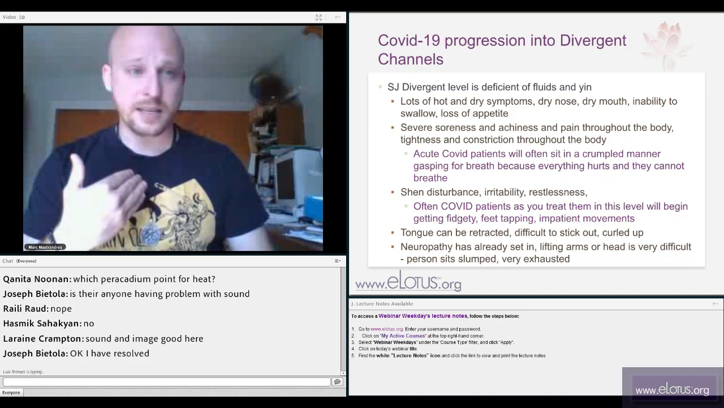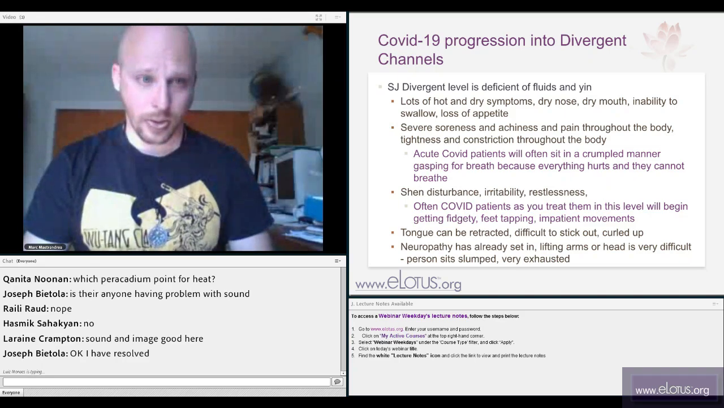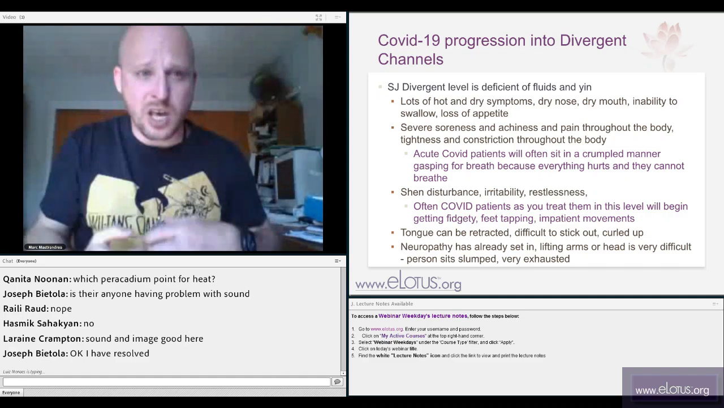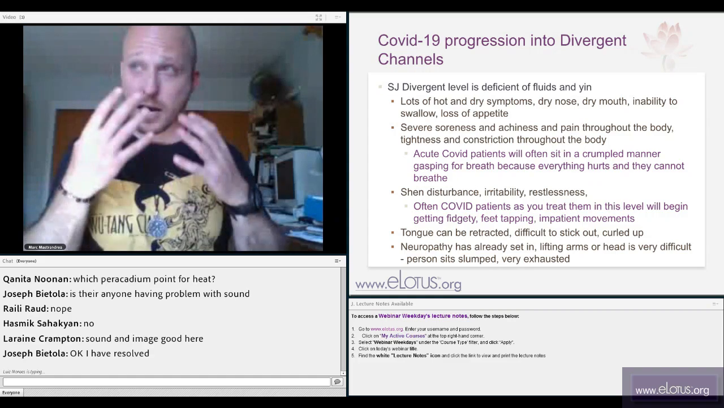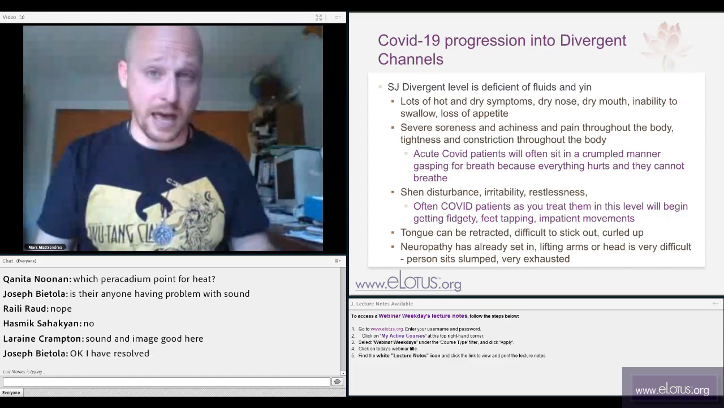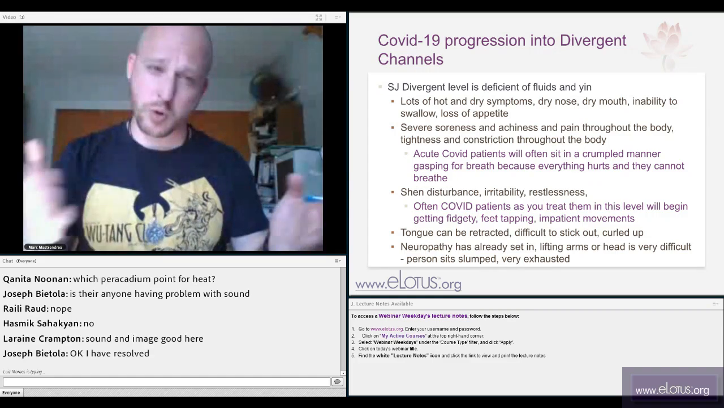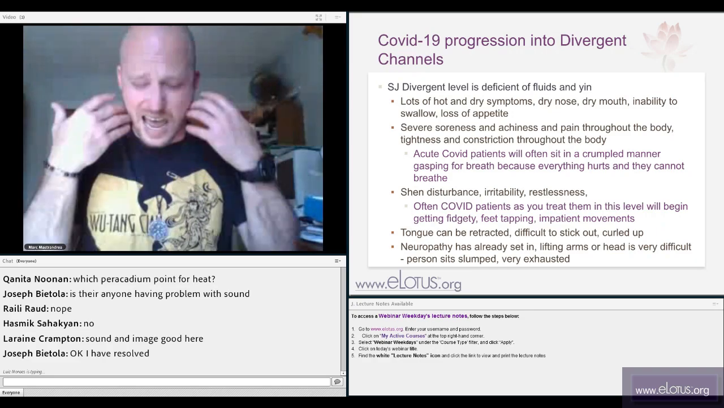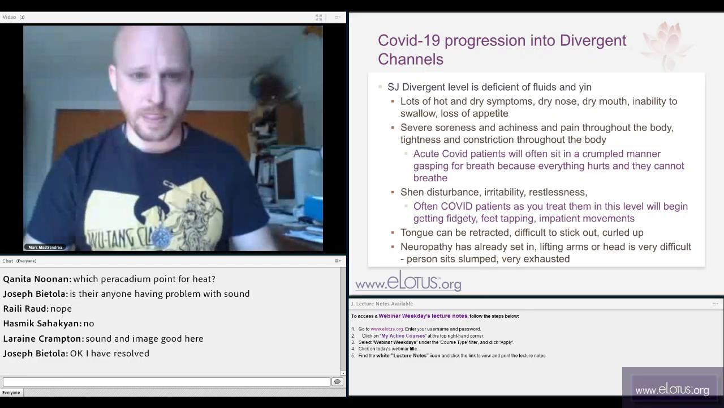So the tongue can be retracted. It's difficult to stick out. So they'll be like, because it's dry. The fluids don't come to the tongue. It's this heat. It's all curled up. So you want to try to get them to open up as much as possible to see. But again, being that as a symptom, you're starting to see, oh, look, Sanjiao, we have no more yin. We have nothing. We just have qi left. And the qi's being burned through, so they're qi deficient, right?